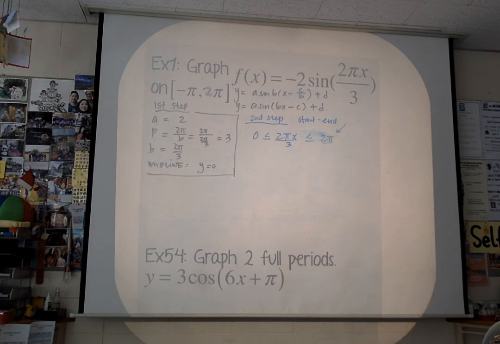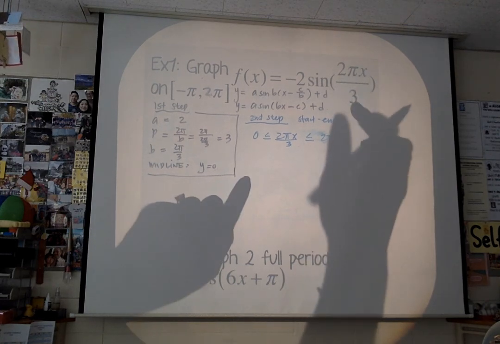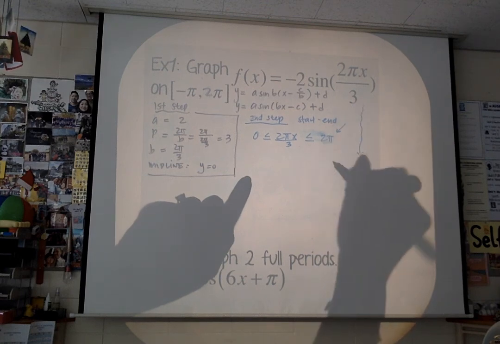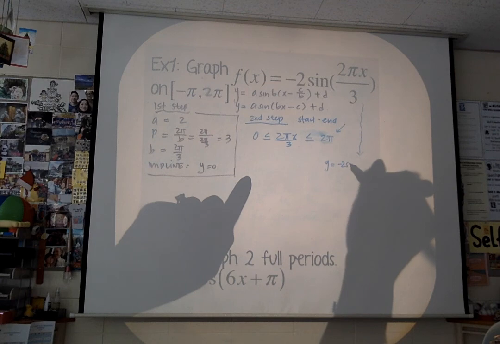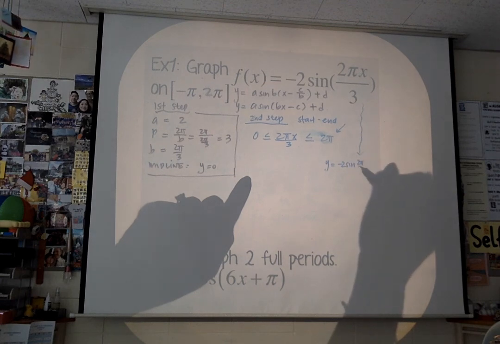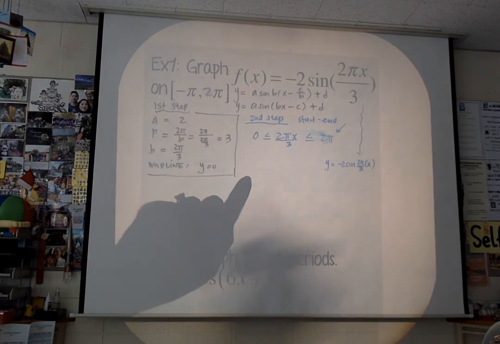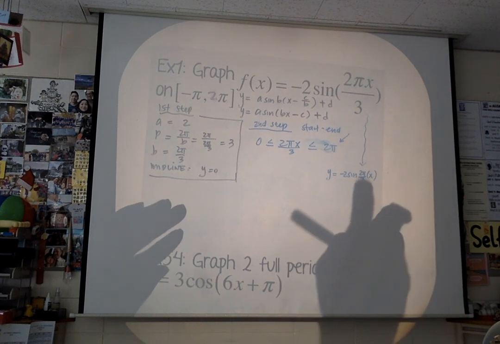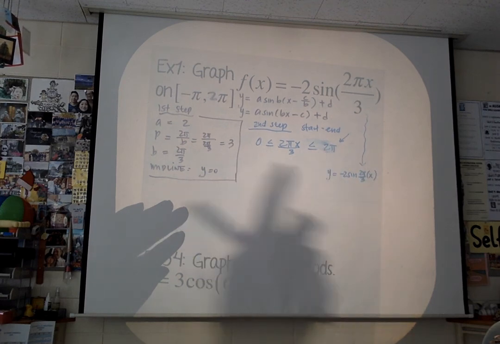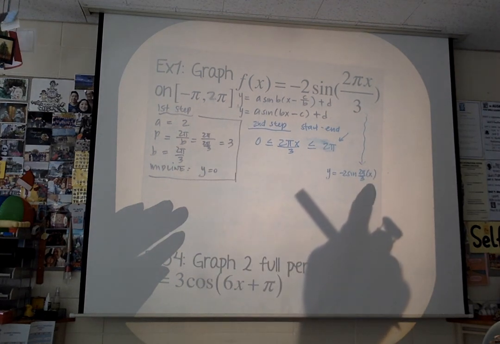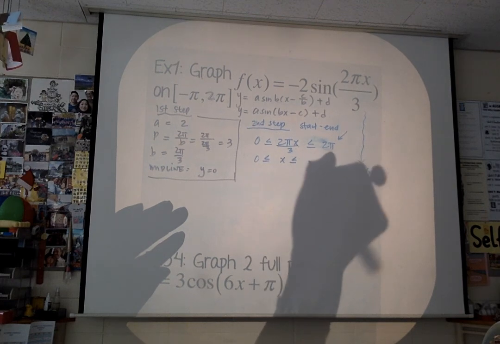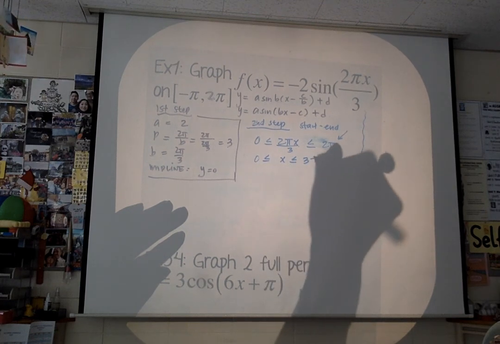Or another way to do it is if you write this guy in this form, which is like this. Isn't this really y equals negative 2 sine 2 pi over 3 x, like that? Okay? So it's really our b, our x right here that we're worried about, because this should indicate our phase shifts. So really, you could write it this way: 0 is less than or equal to x is less than or equal to 3, which is our period.